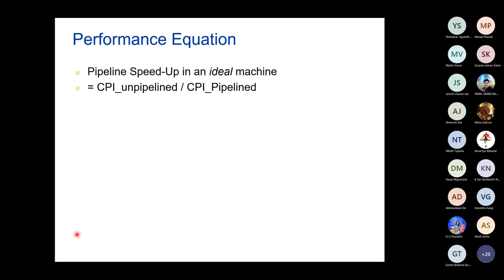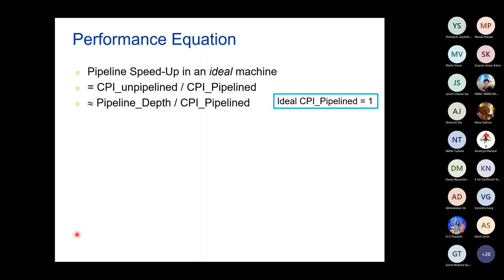Five times. Yes, pipeline depth, to be more particular. And what is the CPI of the pipeline in an ideal machine? So one. Once the pipeline is full, then one. Right. So this is pipeline depth divided by CPI pipeline. Ideal CPI pipeline is one.